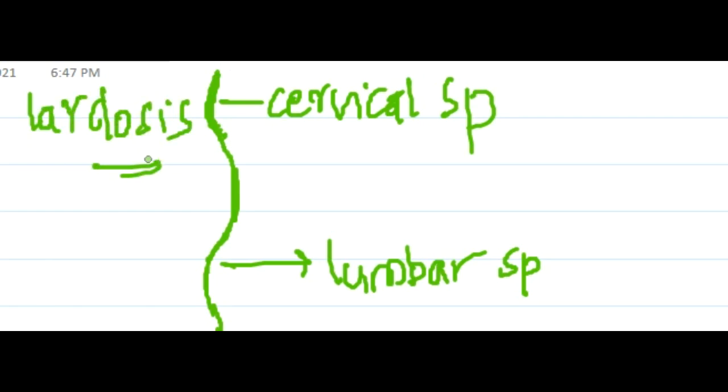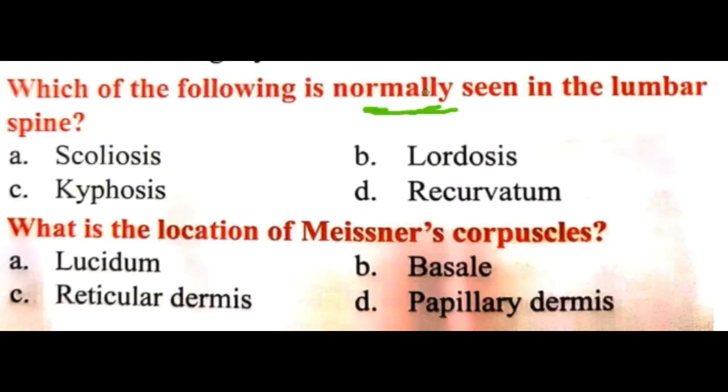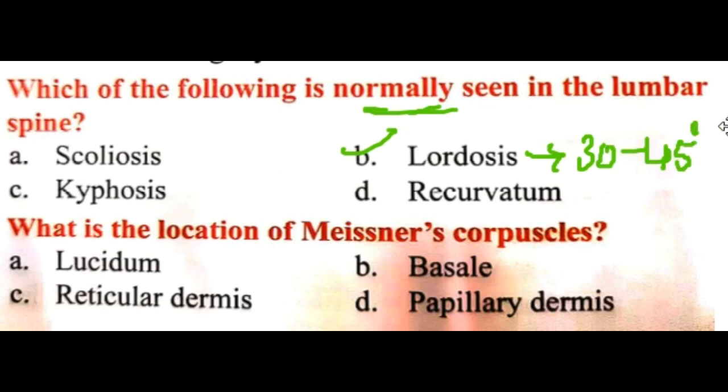So normally you will see lordosis, that is, lumbar lordosis is seen normally. Lumbar spine, see in Gray's Anatomy it was mentioned that the lumbar spine is held in lordosis. The degree of this lordosis is mainly determined by the lumbosacral angle, and this lordosis will be around 30 to 45 degrees. The muscles which are responsible for the posture of this lordosis are also important.